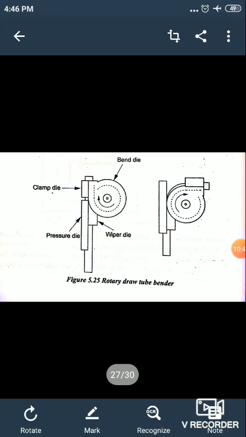Wiper die. The wiper die prevents the formation of wrinkles on the inside radius of the bend.